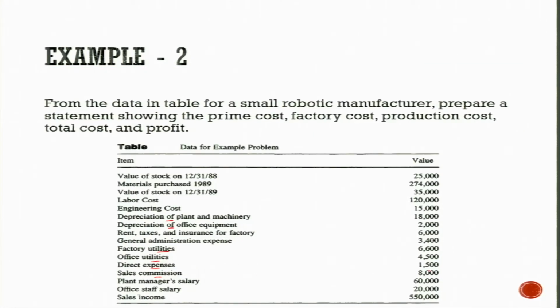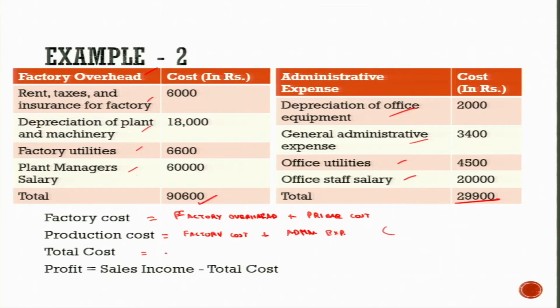So, we have sales commission. This sales commission goes as loss. So, this becomes my production cost minus sales commission. Then only you can calculate the sales profit and everything, sales income minus the total income. So please do this calculation by yourself.